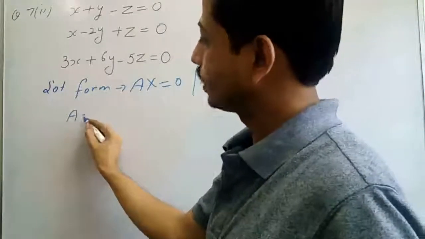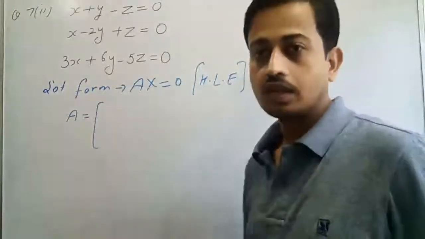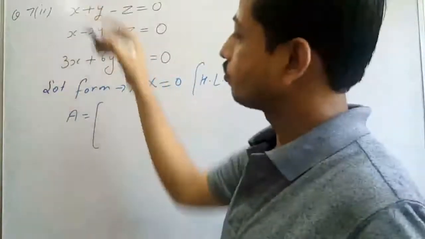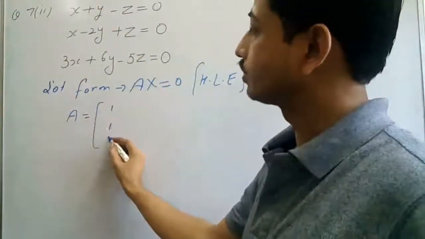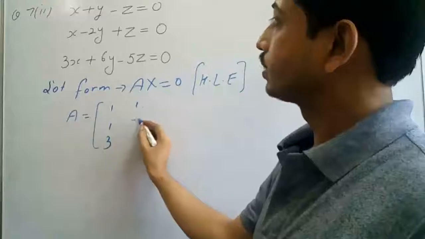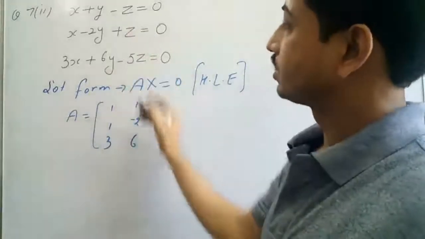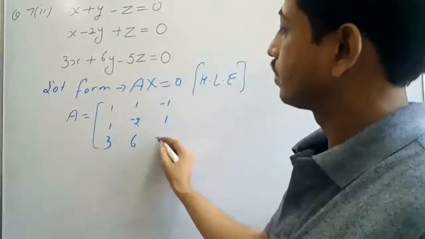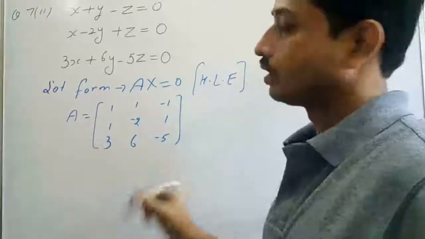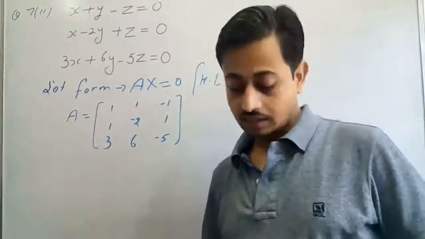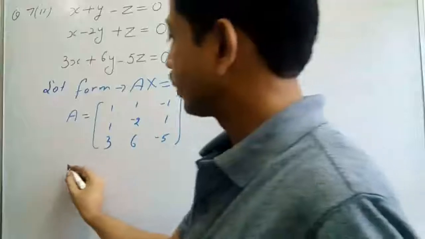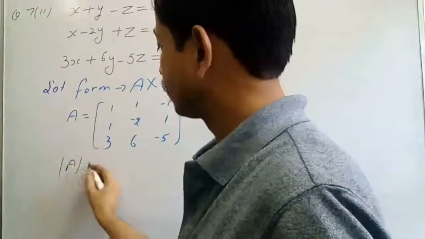Firstly, you have to find the coefficient matrix. And what's the coefficient matrix? The coefficient of x is 1, 1, 3. The coefficient of y is 1, minus 2, 6. Coefficient of z is minus 1, 1, minus 5. And what do we have to do? Find the determinant of A.